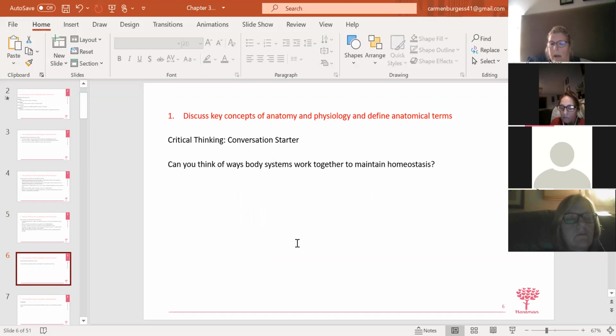And so again, what's important about all that? How do these all work together to maintain what? Homeostasis. Right. So you want to make sure you're maintaining homeostasis.